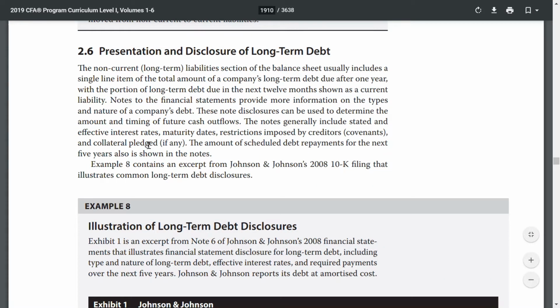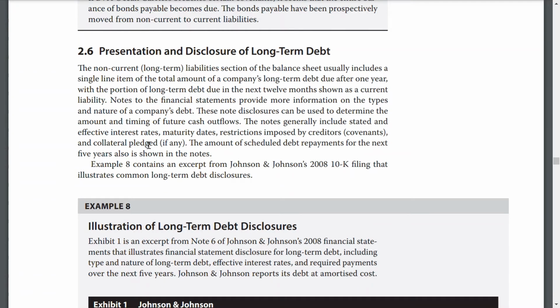Presentation and disclosure of long-term debt. The non-current or long-term liabilities section of the balance sheet usually includes a single line item of the total amount of a company's long-term debt due after 1 year, with the portion of long-term debt due in the next 12 months shown as a current liability.